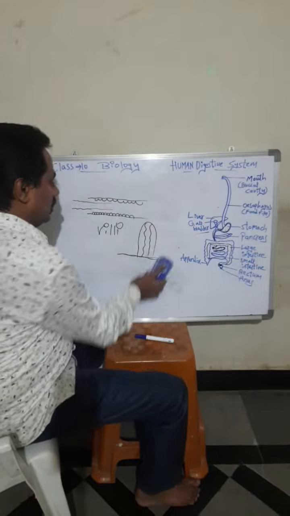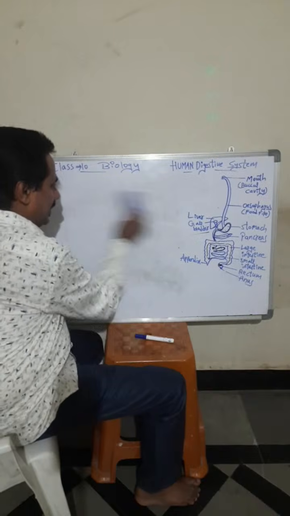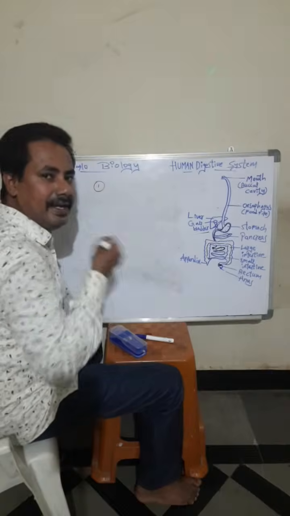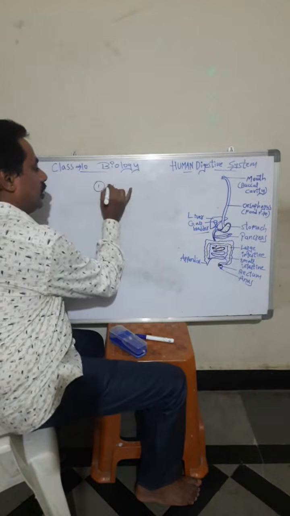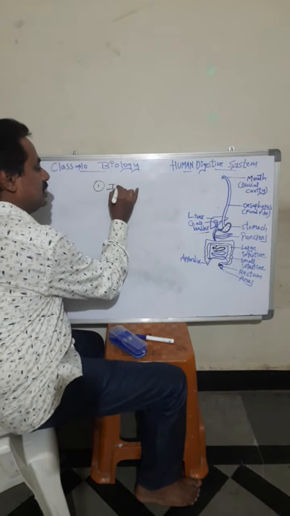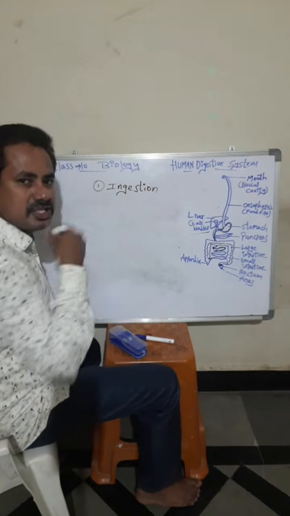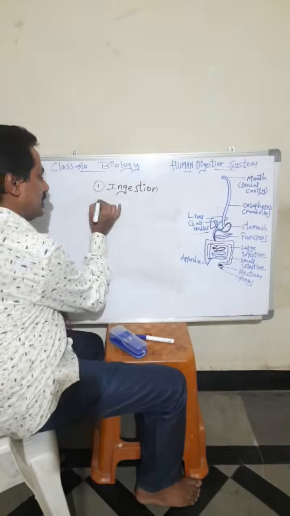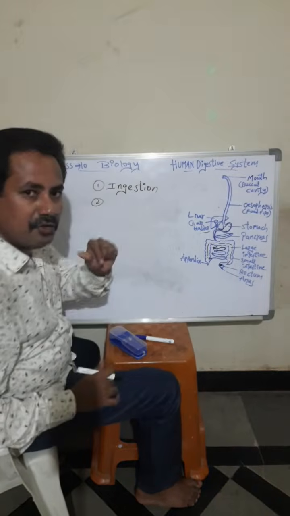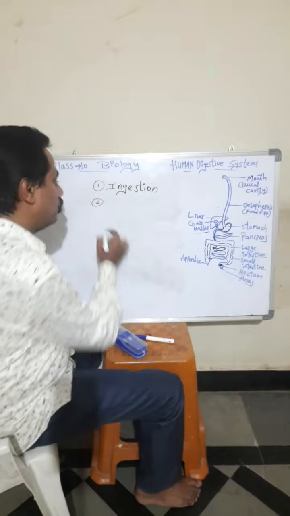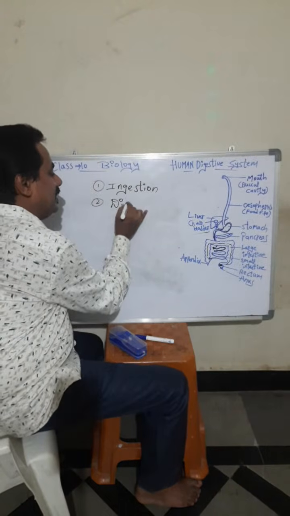So you have understood the topic, I think. Just let us see. We intake the food. Okay, we eat the food. That is known as ingestion. We just eat the food. And we will crush the food, and the food will go to the stomach. In the stomach, again breakdown of the food will take place. That is known as digestion.